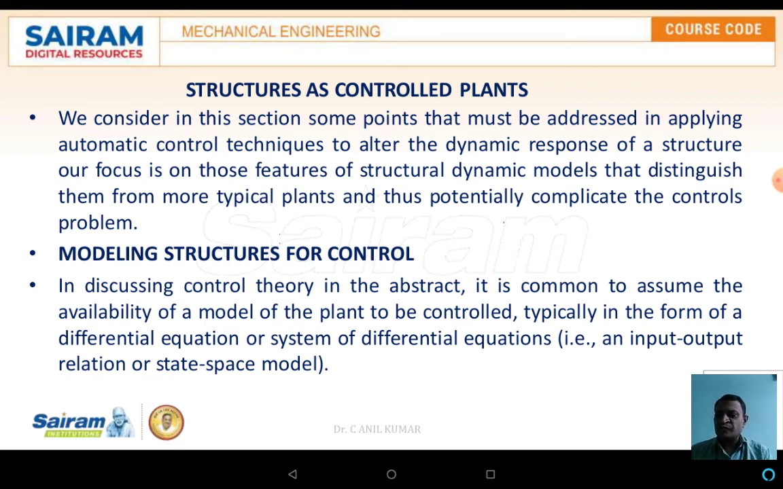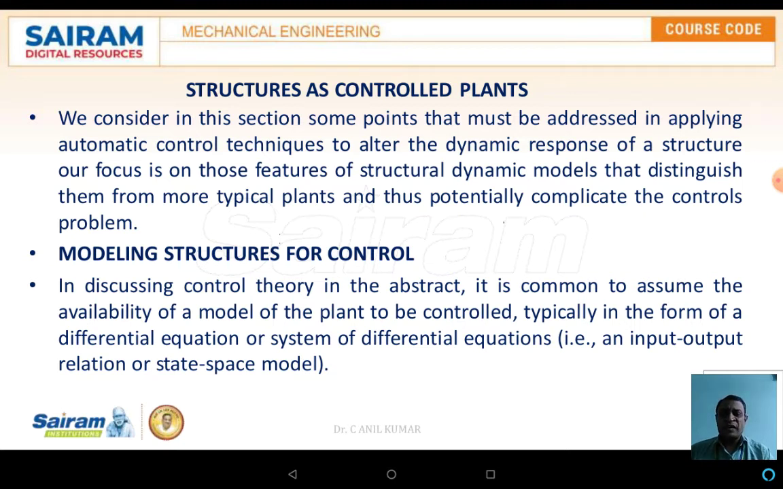We consider some points that must be addressed in applying automatic control techniques to alter the dynamic response of the structure. Our focus is on the features of structural dynamic models, distinguishing them from more typical plants, and thus the potentially complicated control problems.